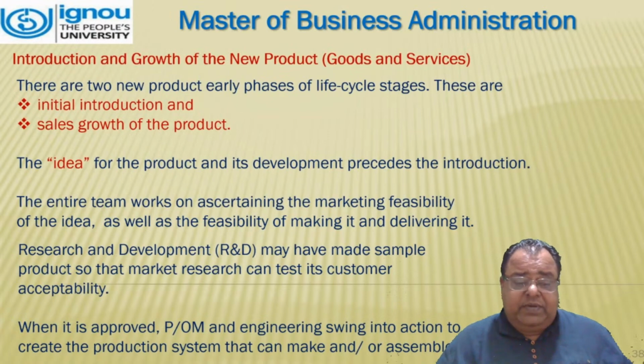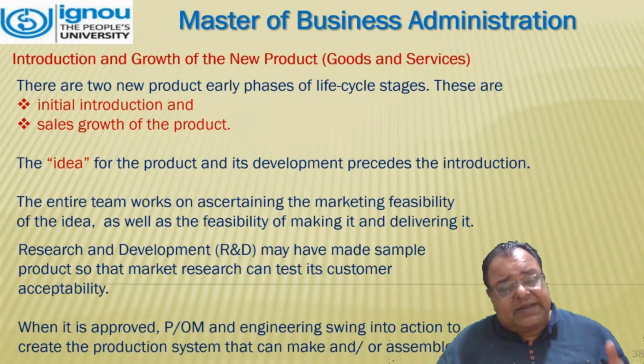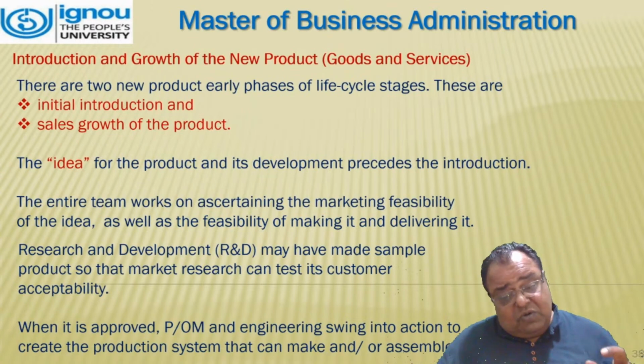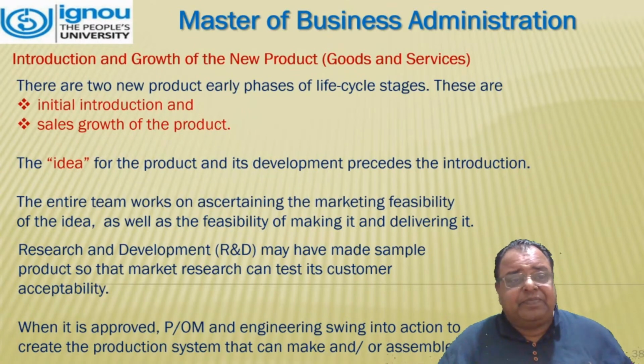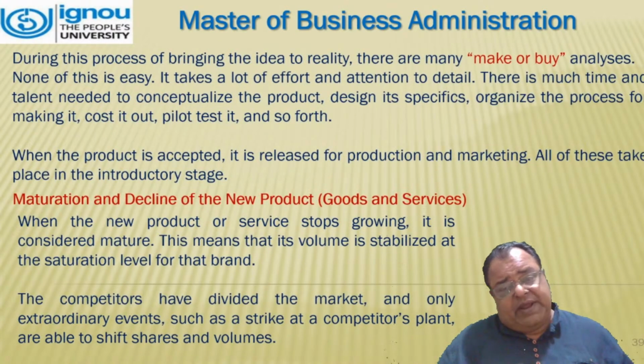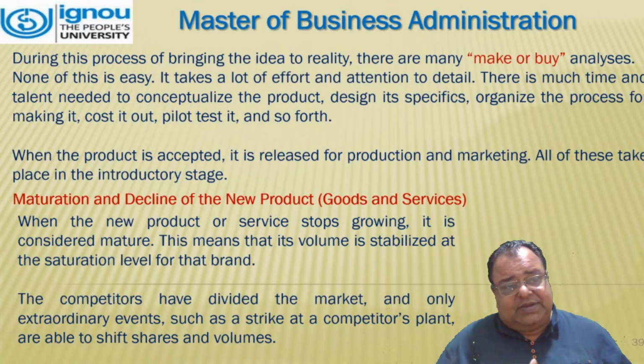When it is approved, production or operations management and engineering swing into action to create the production system that can make and assemble it. Here we have to decide either to make that part or to buy it. During this process of bringing the idea to reality, there are many make or buy analyses.